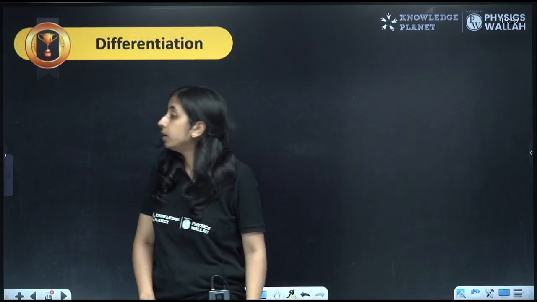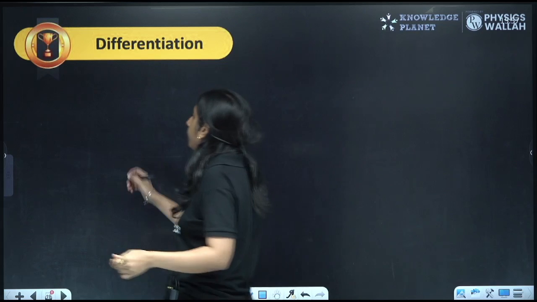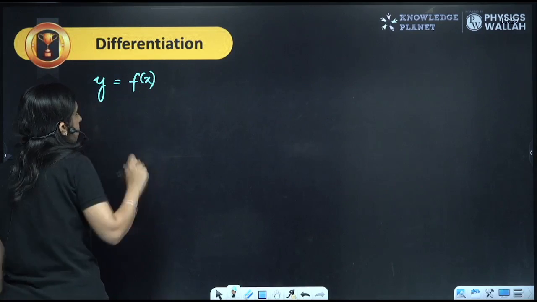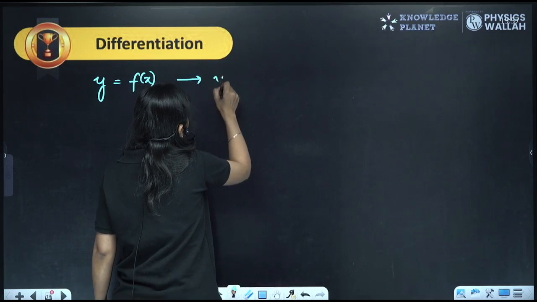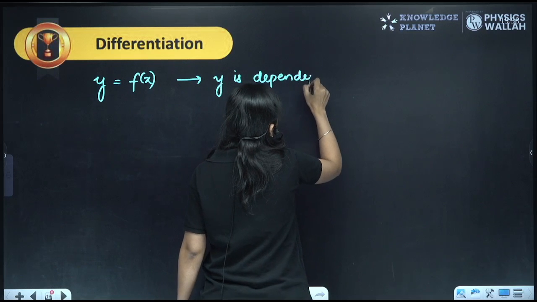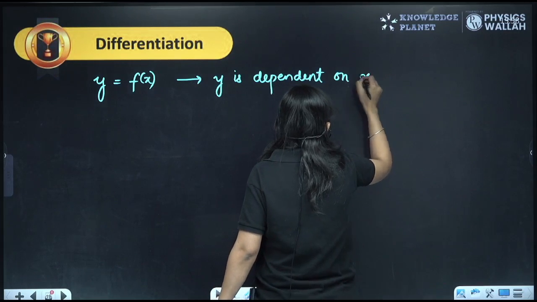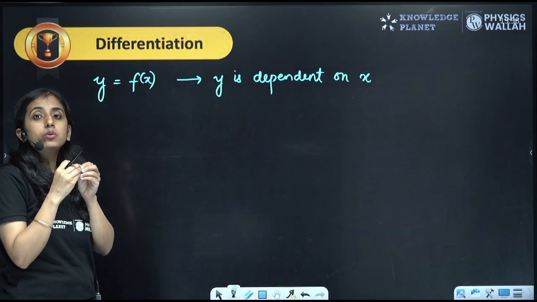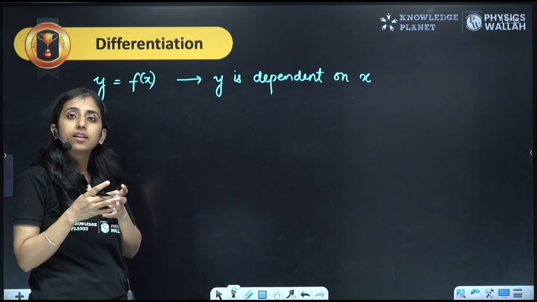Now let's move forward to differentiation. Now what is differentiation? If we have a y which is a function of x, it means y is dependent on x. Now y is a function of x, y is dependent on x. If I do a small change in x, then y will change.